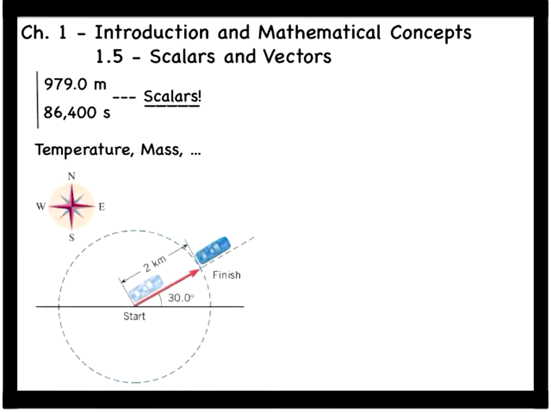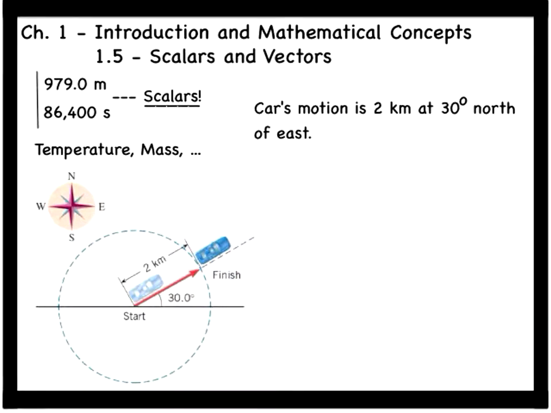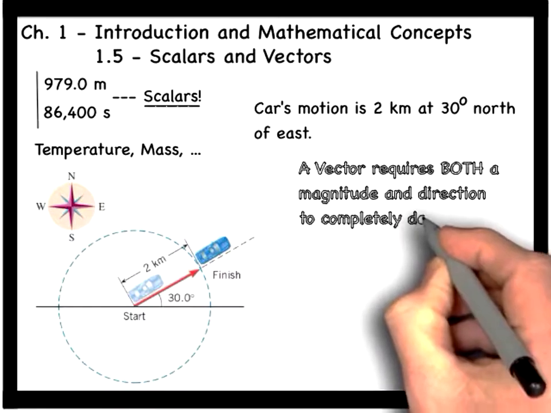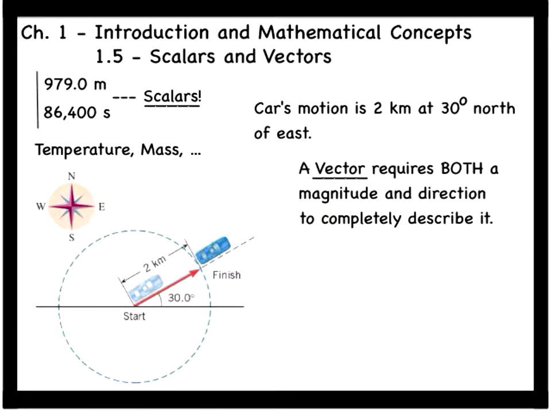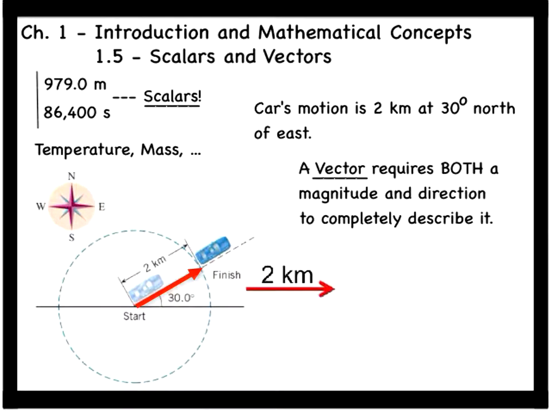For example, a complete description of the car's motion would be a distance of 2 kilometers in a direction that is 30 degrees north of east. A quantity that requires both a magnitude and direction to completely describe it is known as a vector quantity. The colored arrow in our car example represents a displacement vector, since it shows how the car has been displaced from its original position. We use arrows to represent vectors, since the direction of the vector is given by the direction the arrow points, and the magnitude or size of the vector is determined by the arrow's length.